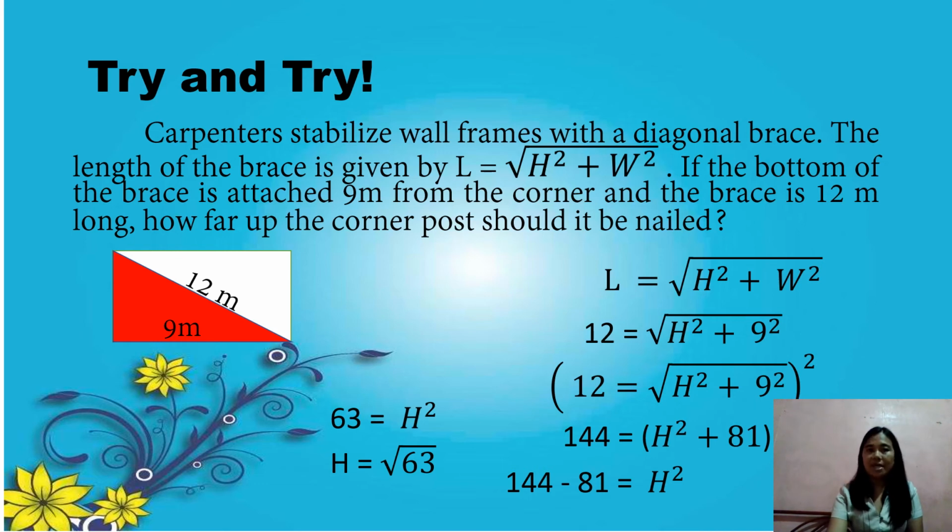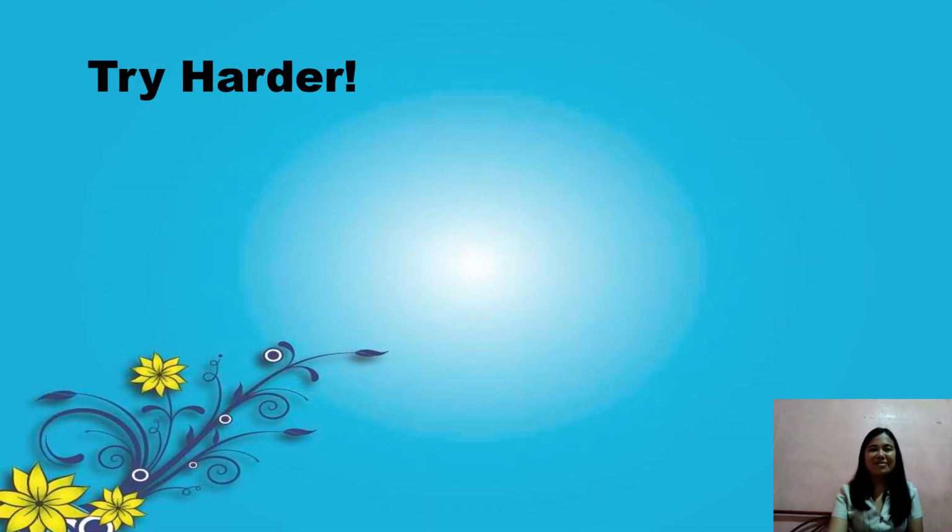But 63 is not yet simplified. So we have to simplify this. What are the factors of 63? One of which should be a perfect square. Yes, it's 9 times 7. The square root of 9 is 3. So the final answer must be h equals 3 square root of 7 meters. Okay, so I hope you understood. Alright.